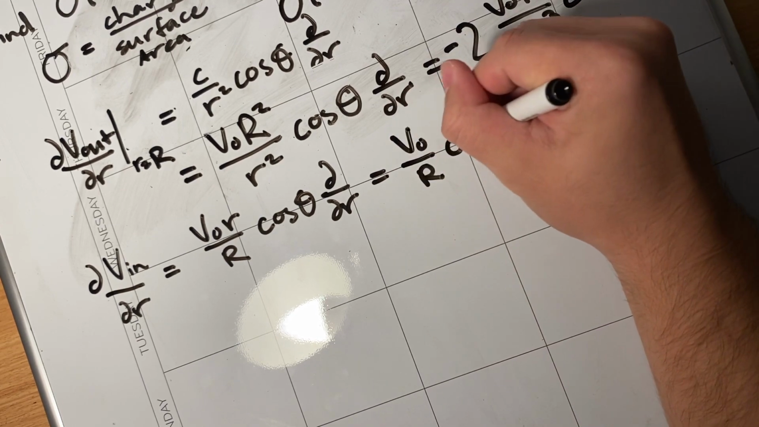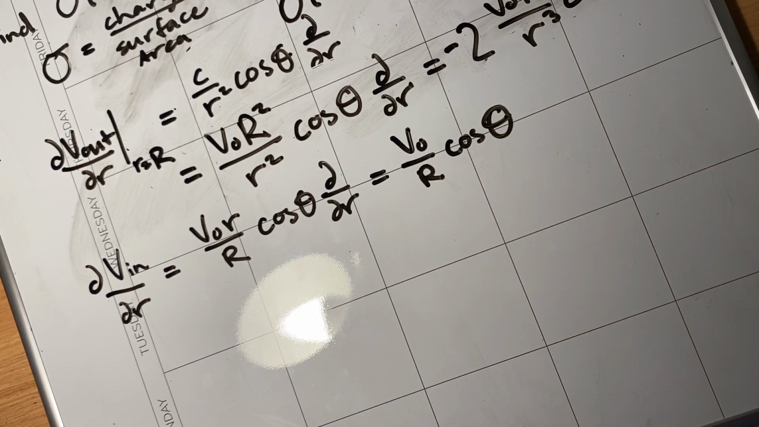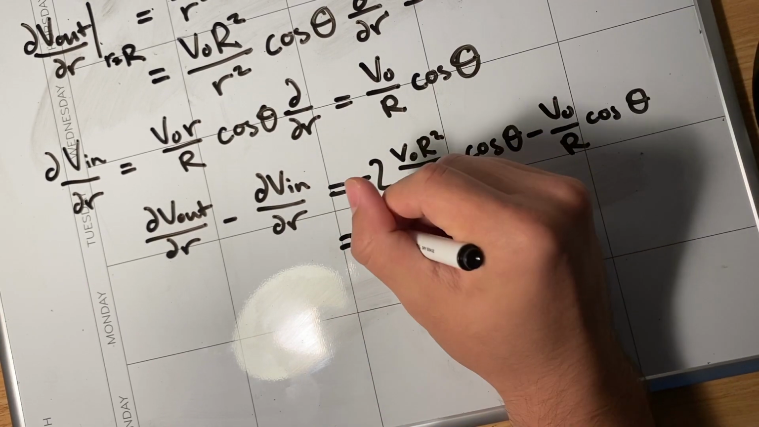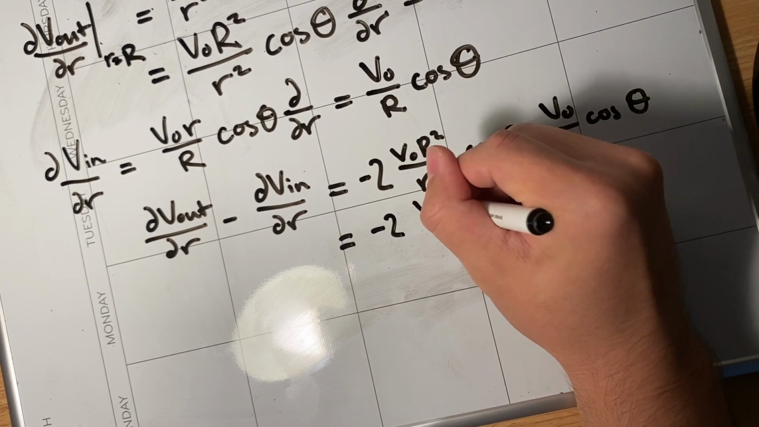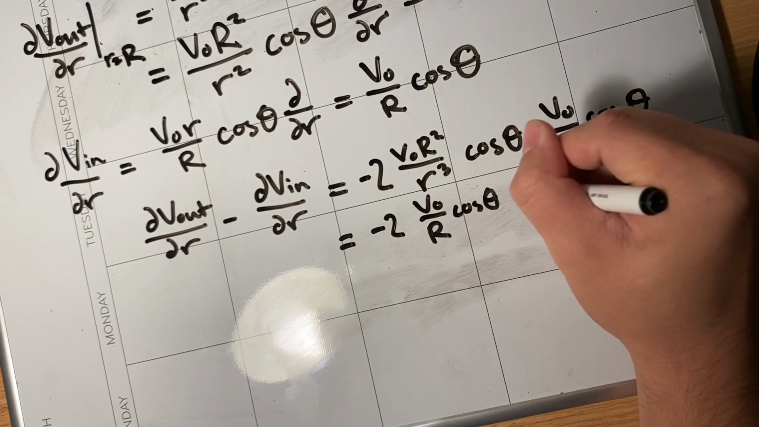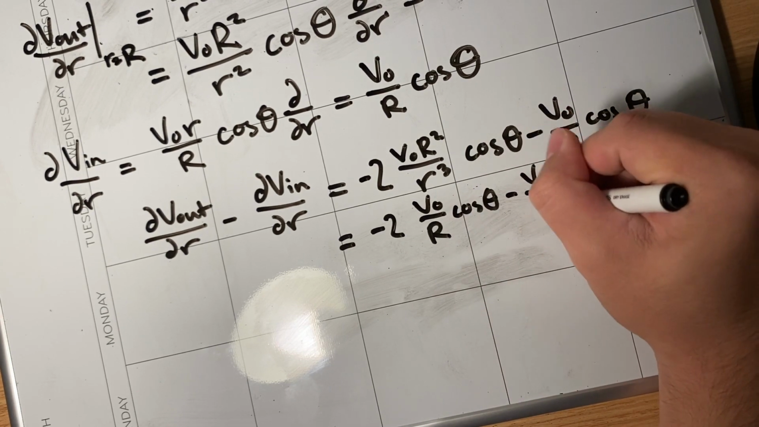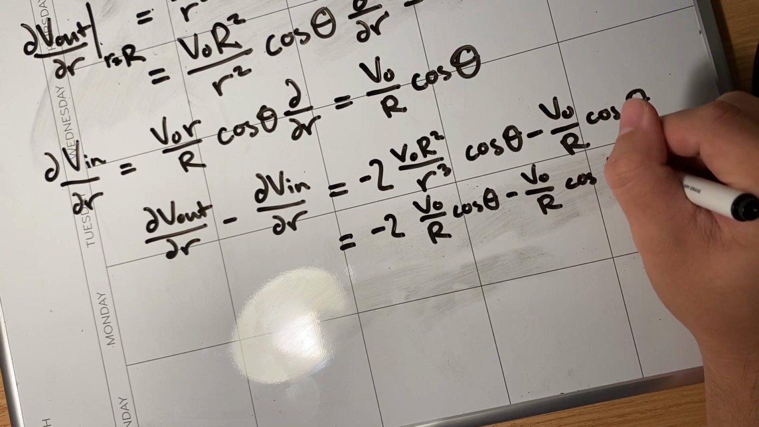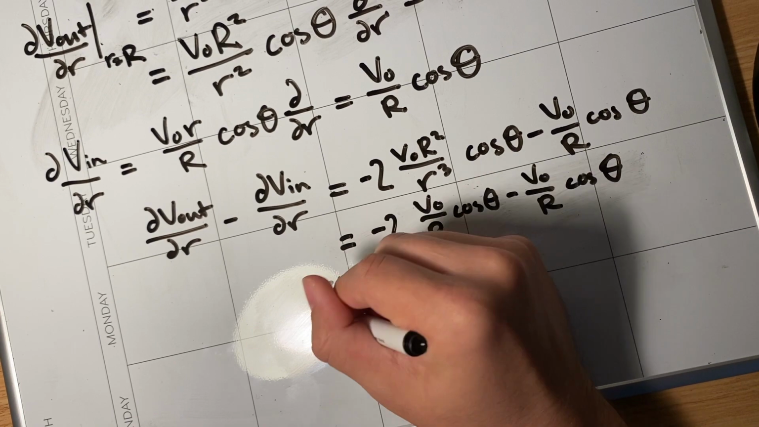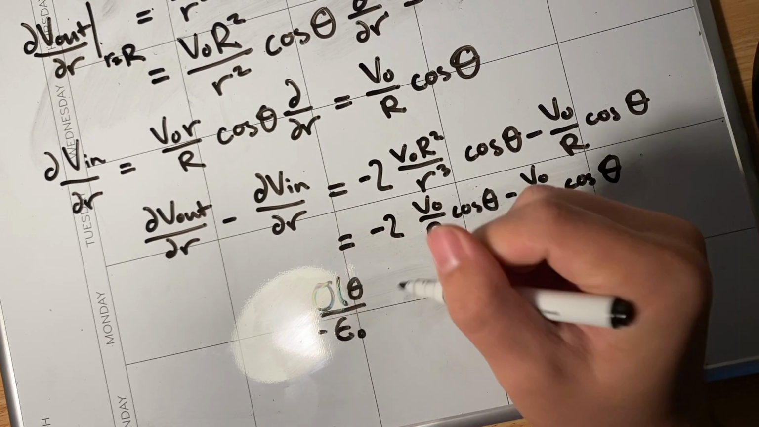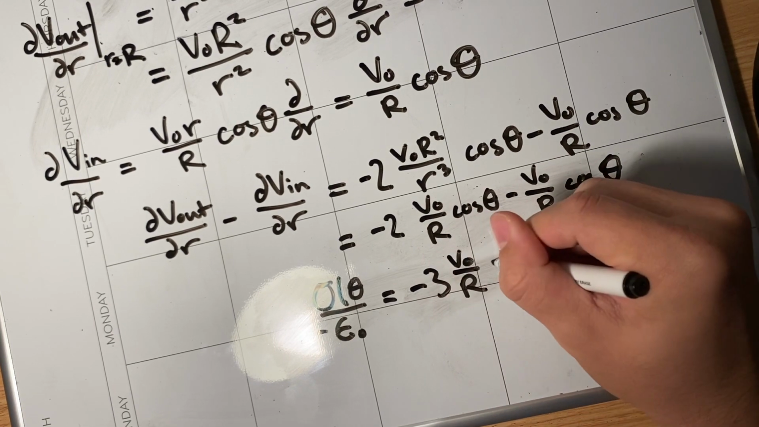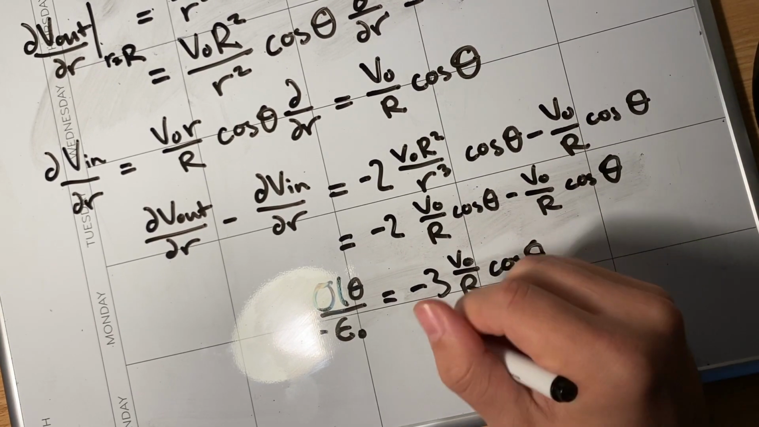Now we're solving for the partial derivative of V in. It's basically the same thing, so just get rid of little r. Solving for the difference of these, we get negative 2 V naught R squared over R cubed cosine theta minus V naught over R cosine theta. And since they're both the same at the surface of the sphere, we get negative 3 V naught over R times cosine theta.